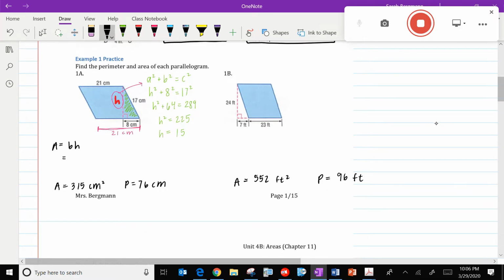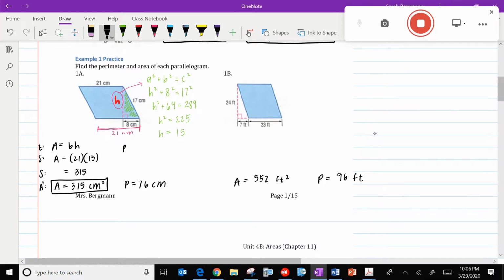Now I can go back to my problem and substitute. So when I substitute in, the base is 21, the height is 15. Now to solve, I multiply 21 times 15. That gives me 315. And then all I need to do to get the answer is put on my units.